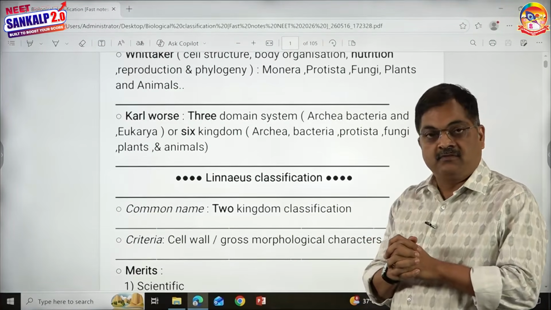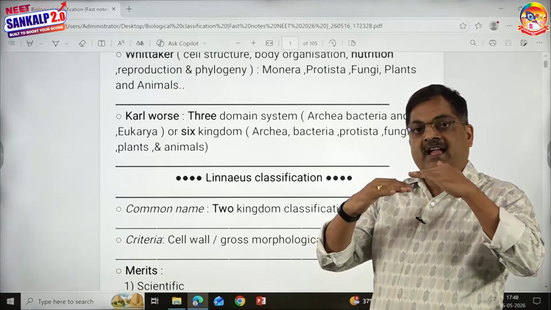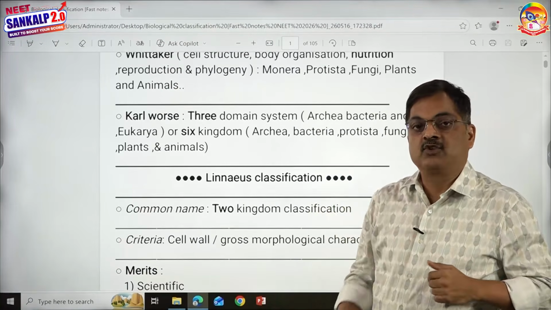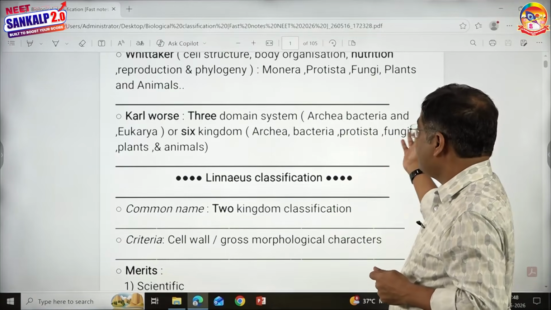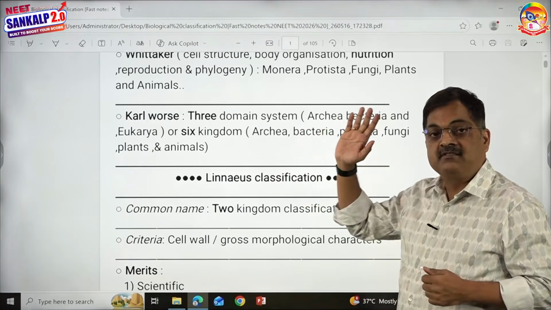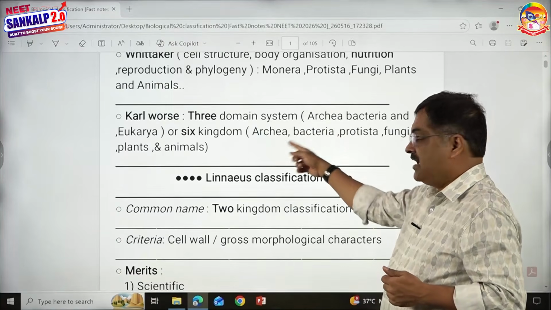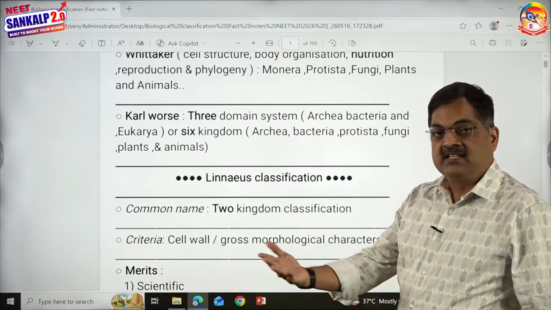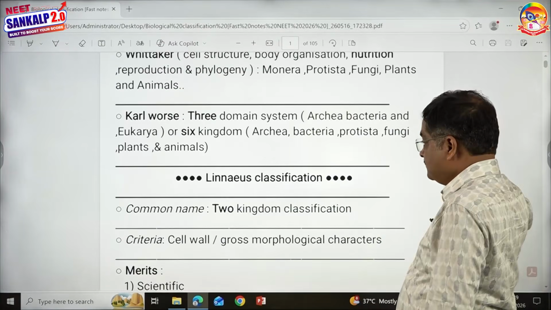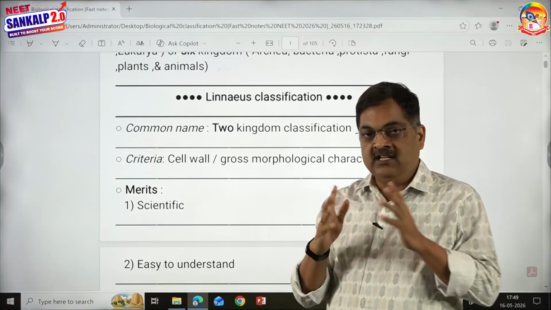Carl Woese's classification is a 3-domain classification. A taxonomic category higher than kingdom is domain. The 3 domains are Archaea, Bacteria, and Eukarya. In the 6-kingdom classification, he divided Archaea from Bacteria and gave 2 separate kingdoms, Archaea and Bacteria, and the remaining 4 are similar to Whittaker's classification. We'll come back to these classifications in detail, children.